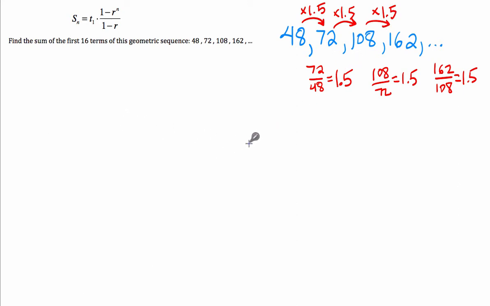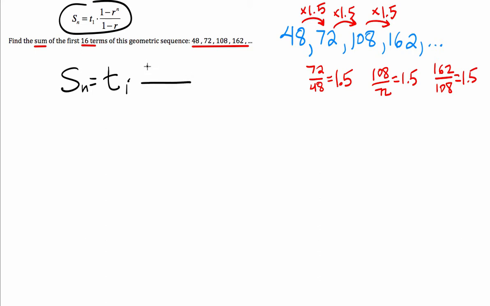Now let's get to the actual intent of this video. So what we're looking for is the sum of the first 16 terms of this geometric sequence, and there's a formula for doing that. Here it is. S sub n equals T1 times fraction 1 minus r to the n divided by 1 minus r.